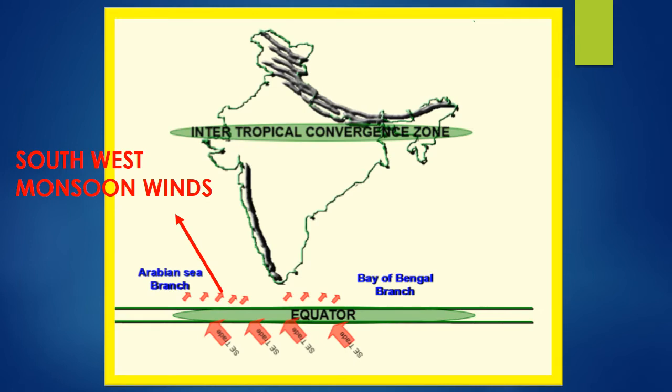Children, due to the rise in temperature in the northwest part of India, low pressure is created, and to fill up this area of low pressure, the southeast winds from the southern hemisphere cross the equator and turn right as southwest monsoon winds. And why do they turn right? This is due to the Coriolis force, the rotation of the earth. And when it enters India, it divides into two branches, one as the Arabian Sea branch and the other as the Bay of Bengal branch.